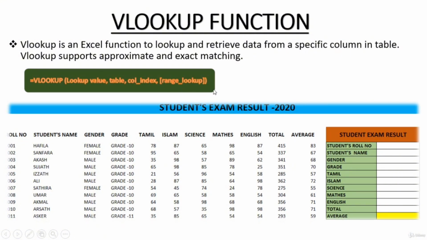Finally is range lookup. If you're going to search based on the exact match, we have to put exact match. If you're going to search based on the best match, we put approximate match. Then we have to close the bracket, then enter. If you enter, the data will be retrieved in this cell. So this is how the Vlookup function works. We will see in the practical section how to do this task, so don't need to worry about it. I'm just going to explain what a Vlookup function is.